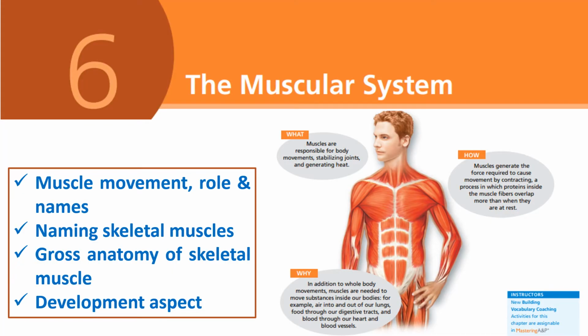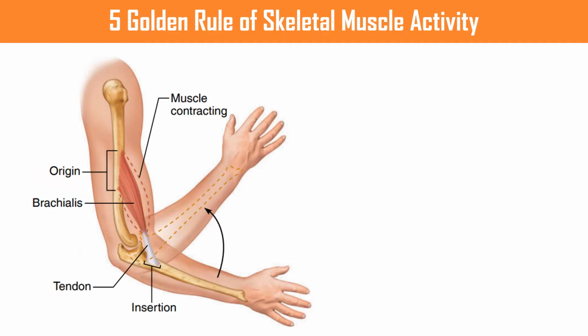Welcome to Science Era. In this video, we're going to focus on part B from the muscular system. We're going to look at the muscle movement, role and names of the muscles. We're going to name the skeletal muscles, gross anatomy of skeletal muscles, and then we're going to look at the development aspect. Let's begin with 5 golden rules of skeletal muscle activity.